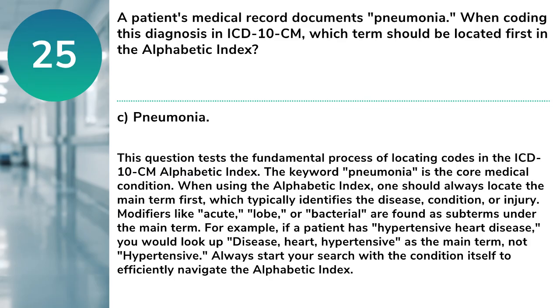Answer: C. Pneumonia. This question tests the fundamental process of locating codes in the ICD-10-CM alphabetic index. The keyword pneumonia is the core medical condition. When using the alphabetic index, one should always locate the main term first, which typically identifies the disease, condition, or injury. Modifiers like acute, lobe, or bacterial are found as subterms under the main term. For example, if a patient has hypertensive heart disease, you would look up disease, heart, hypertensive as the main term, not hypertensive. Always start your search with the condition itself to efficiently navigate the alphabetic index.